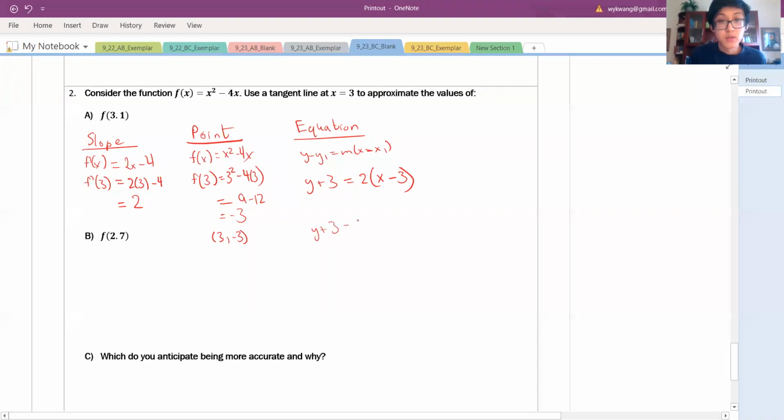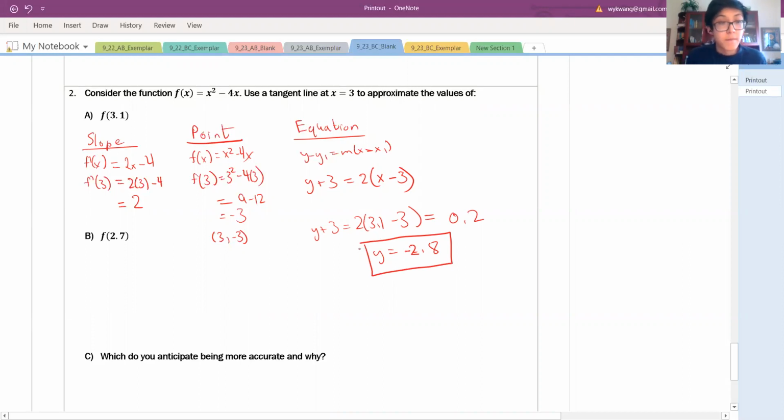So y plus 3 is equal to 2 times 3.1 minus 3, that's equal to 0.2, right? So y is equal to negative 2.8. Oh, wow. I actually did this wrong in my notes. So I added. So yeah, I'm pretty sure the answer is y is equal to negative 2.8. So great job to anyone who did that.